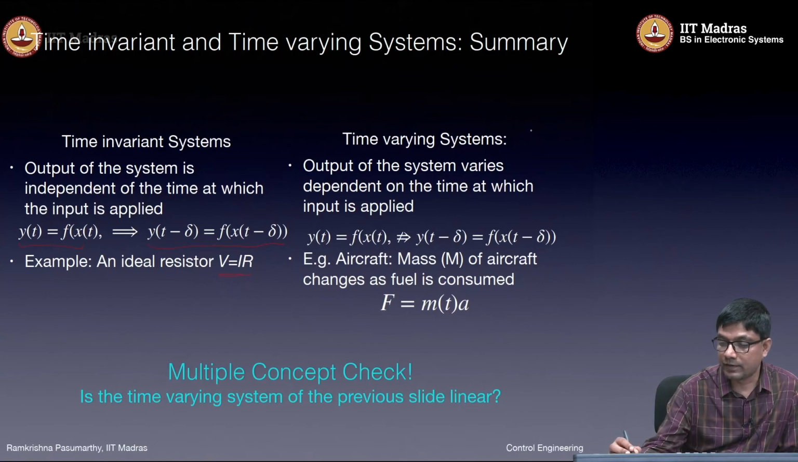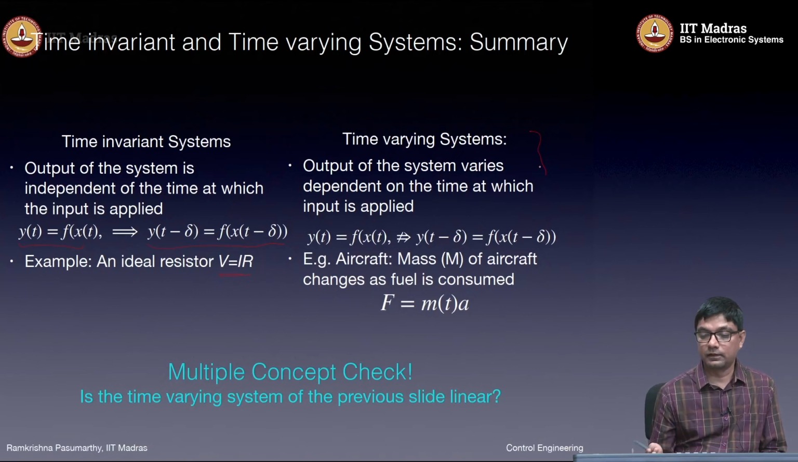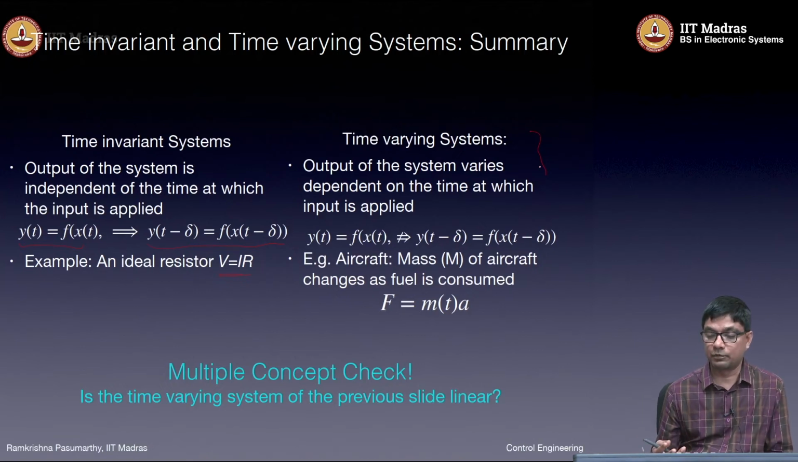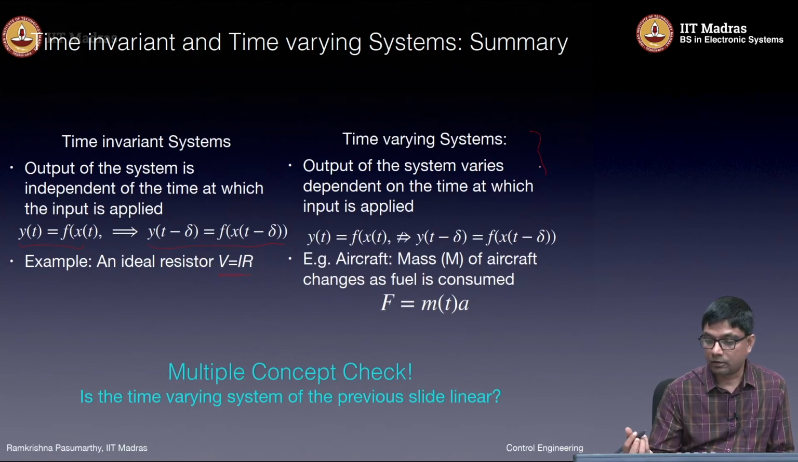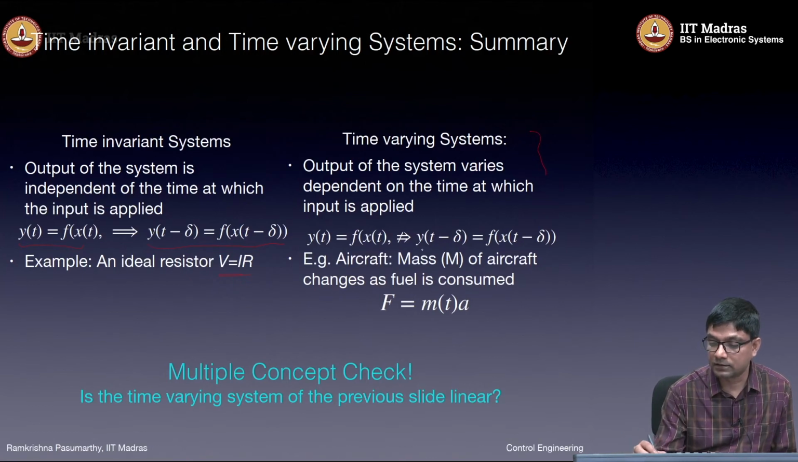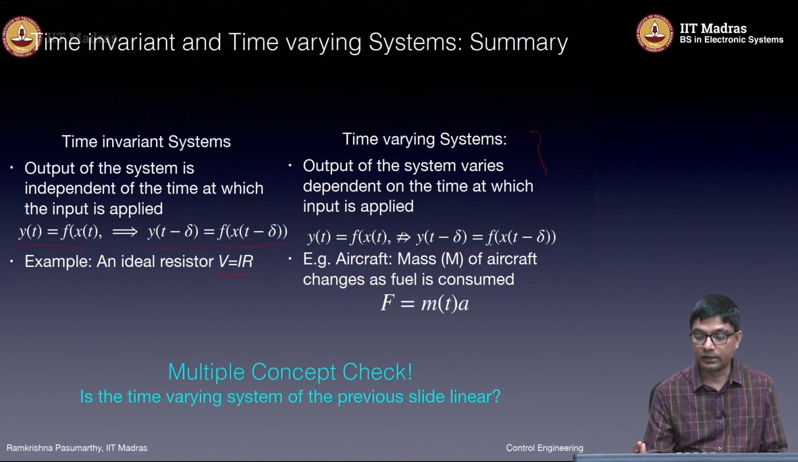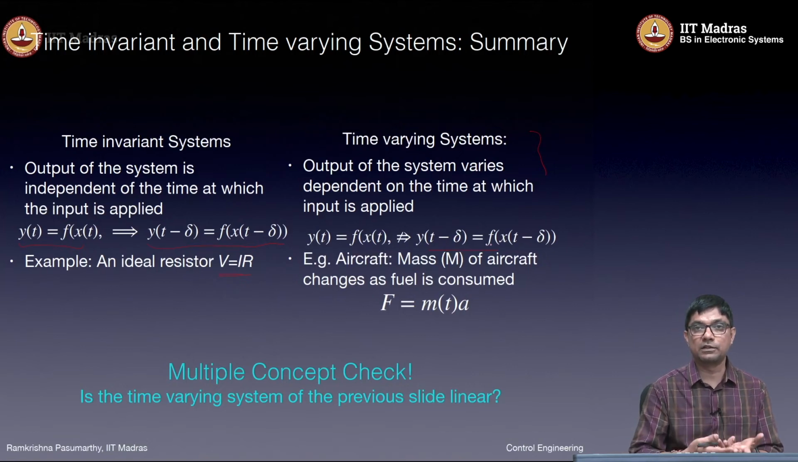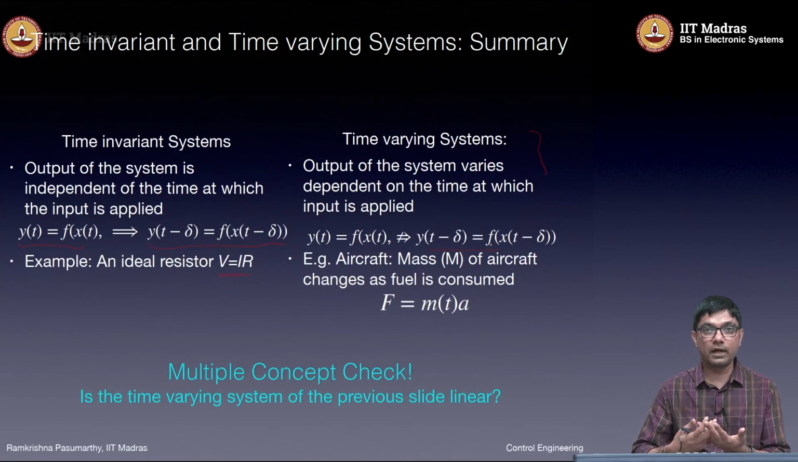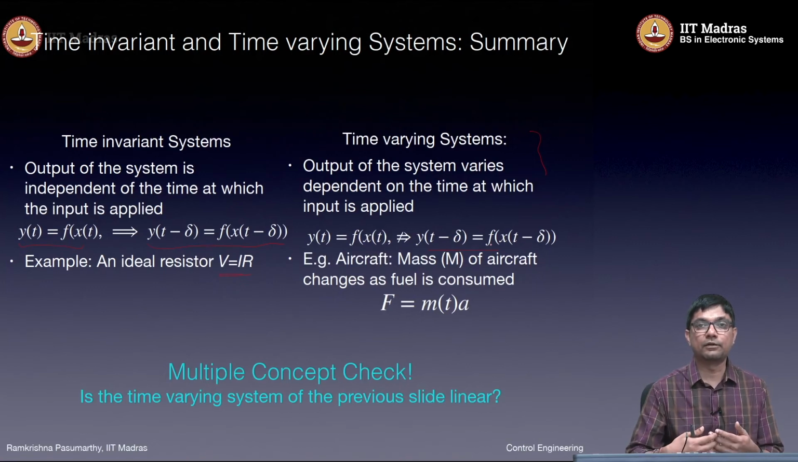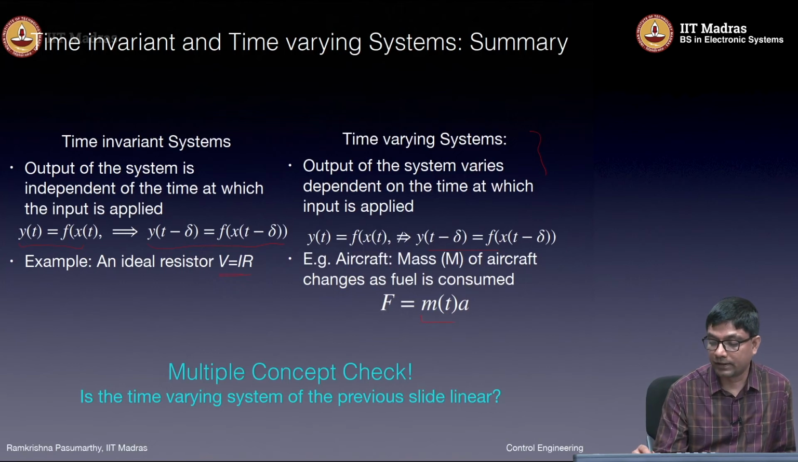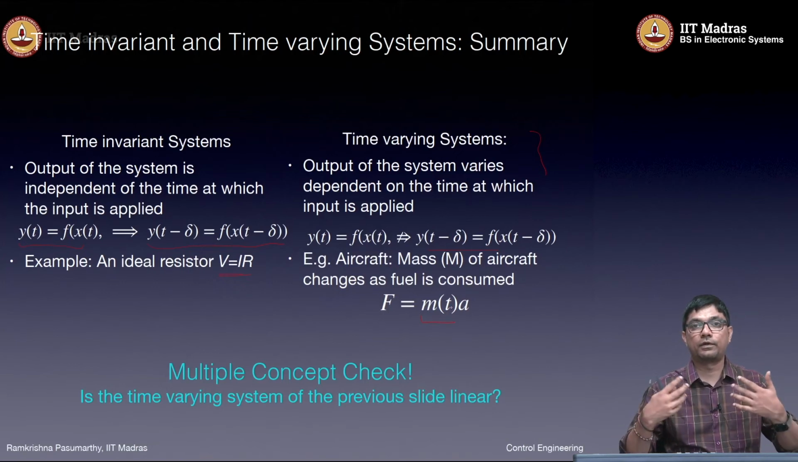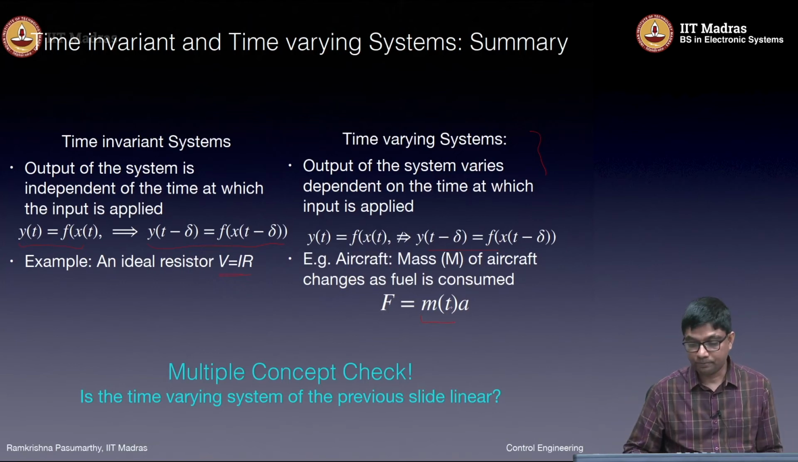In contrast, in time varying systems, the output depends on the time at which the input is applied. Or mathematically it would mean that this does not imply the quantity on the right hand side. If I just take an aircraft and I say F equal to ma, as the fuel is being consumed over say a 10, 12, 14 hour flight, the mass tends to decrease, and therefore your m will be different when the flight is just about to take off till when it is just about to land.